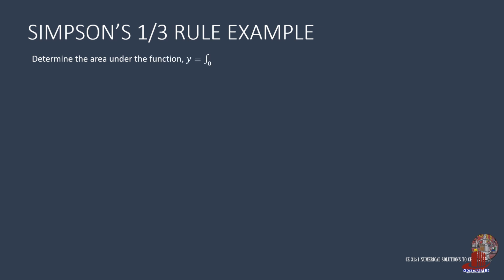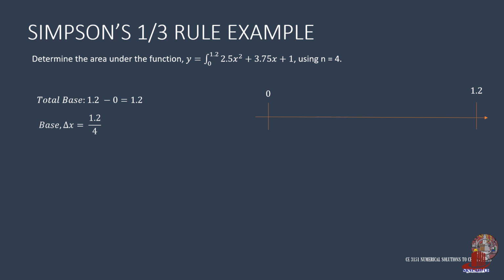Let's solve the example of the previous rule and check the difference of results. With y as the integral of 2.5x squared plus 3.75x plus 1 with the limits from 0 to 1.2, we already know that the total base length is from 0 to 1.2, which gives 1.2. Delta x is then the total base length divided by 4, giving 0.3. So the x points are 0, 0.3, 0.6, 0.9, and 1.2.